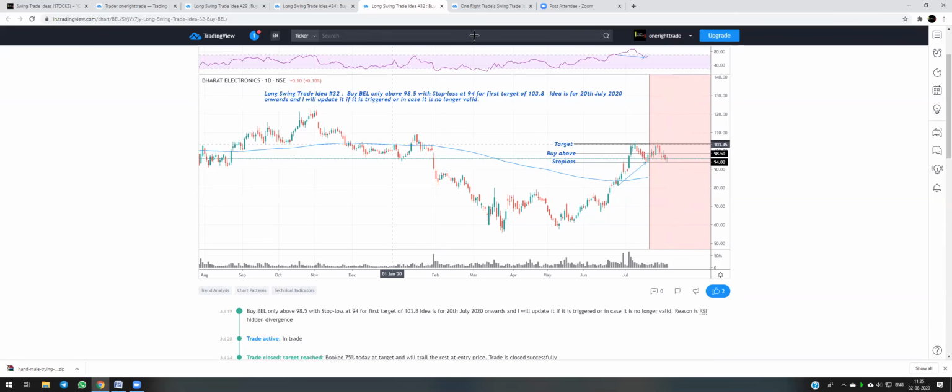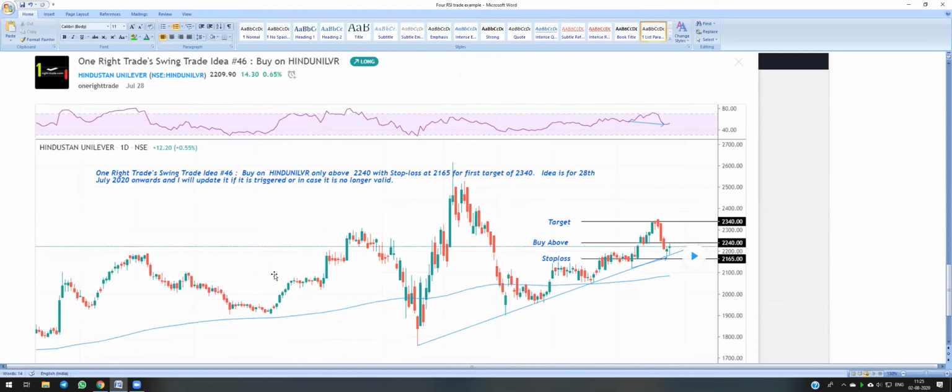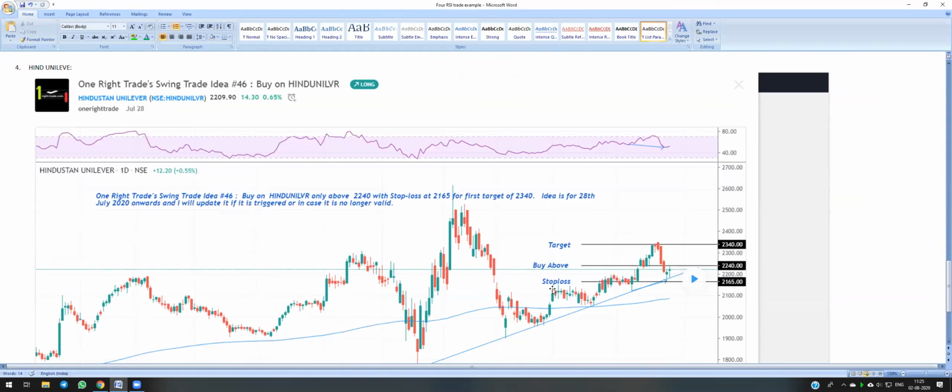And my fourth example is one of my live trades. Every time we cannot guarantee profits, right? There might be losses in this strategy too. It's like a probability game, as you all know. So my fourth trade is a live trade, and it's currently going against me.